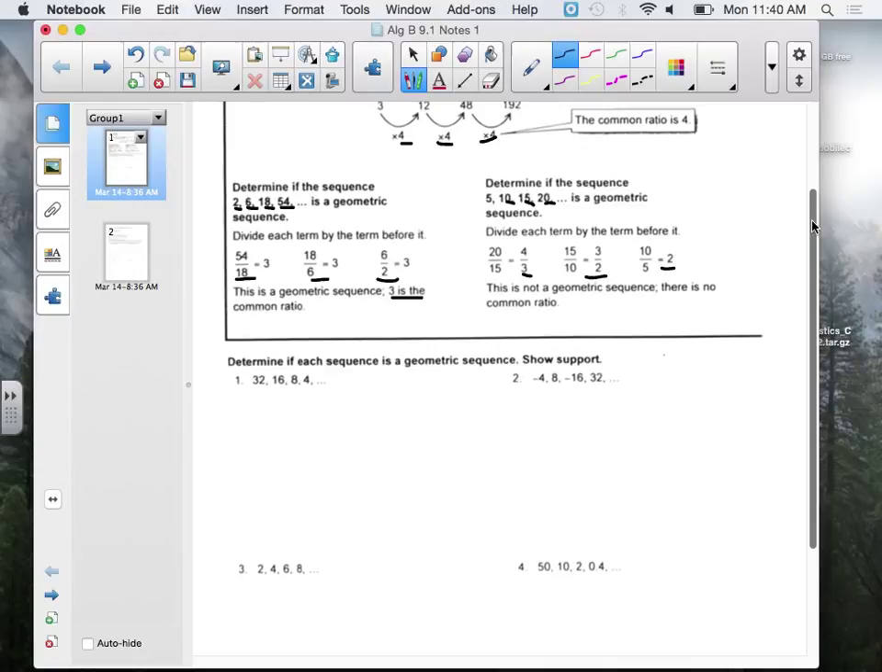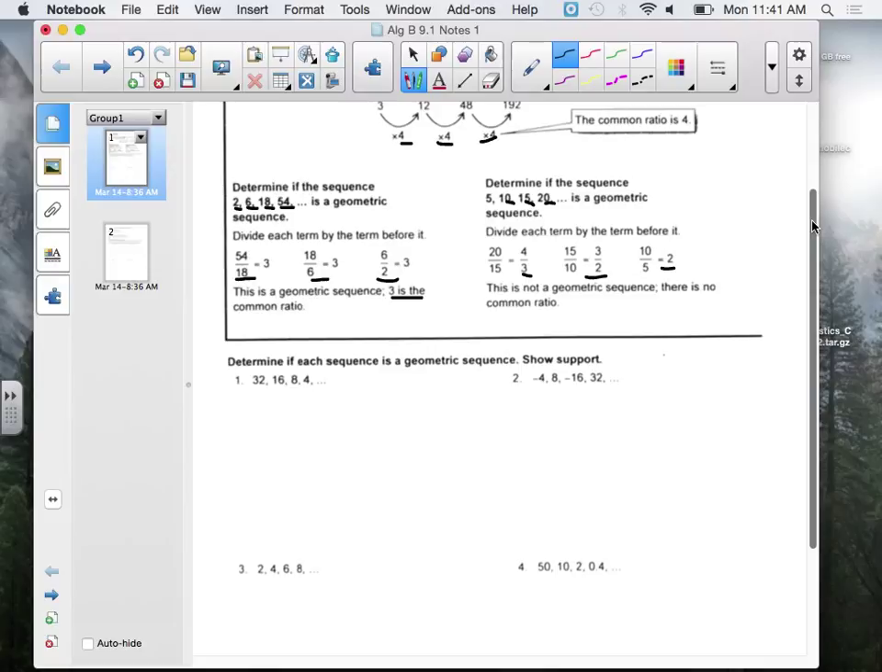Quick question, because it's a review, we should know this, but we're going to have to dig back to last year. What is happening in this sequence? 5, 10, 15, 20. It's going up by 5s: 5 plus 5 is 10, 10 plus 5 is 15, 15 plus 5 is 20. This is a special kind of sequence. It's not geometric, because there's not a multiplier; instead of multiplying by the same thing, we add the same thing.